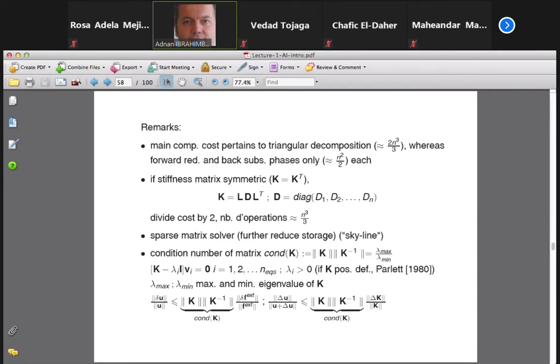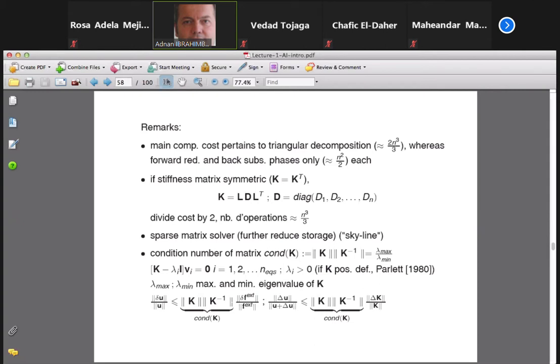And if the condition number happens to be large, that means there's a large sensitivity of the computation of your results as you go along. So basically, the idea is really that the value of this condition number is something that is really modifying the precision of the results.